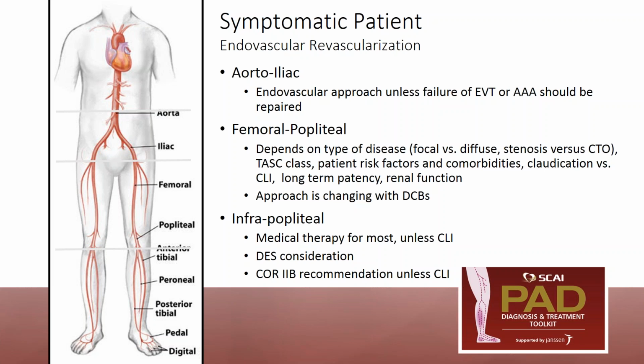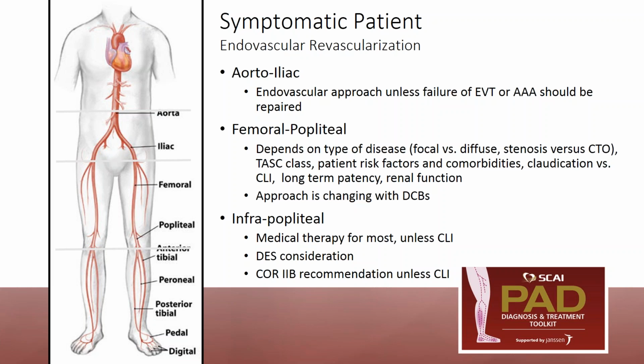When it comes to the femoropopliteal segment, this is a more challenging segment given the complex forces that occur there, failures of prior therapy, and it really depends upon the type of disease that's present. Are we looking at focal, or are we looking at diffuse? Is it a 10 millimeter lesion or 250 millimeters of lesion? Is it a stenosis, or is it a complex chronic total occlusion? TASC class does play into this, but what we now know is that TASC C and D lesions can be revascularized very easily using standard techniques.